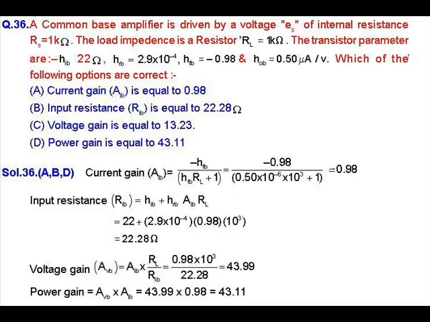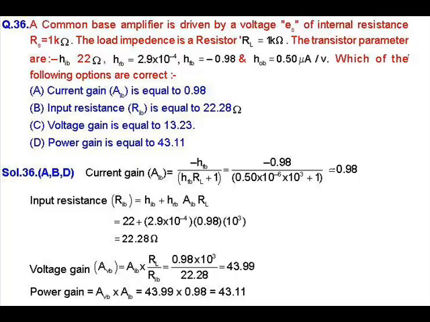Further, input resistance can be calculated as HIB, that is input impedance, plus a factor which comprises HRB into AI into RL. If we put the values given to us, we will find that the input resistance Ri will be equal to 22.28 ohms. The third option that is given to us is voltage gain. So we'll try to check if the voltage gain given to us is correct or not.